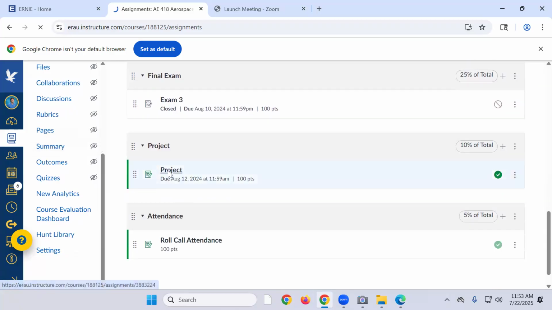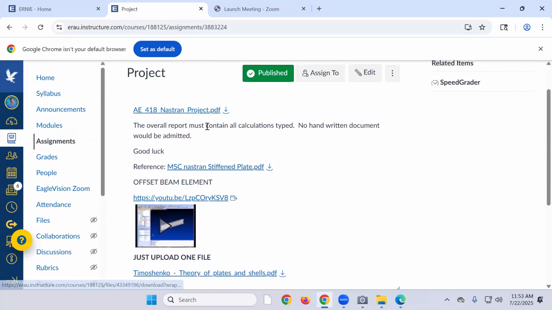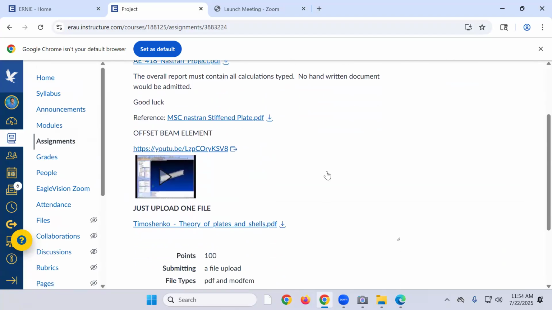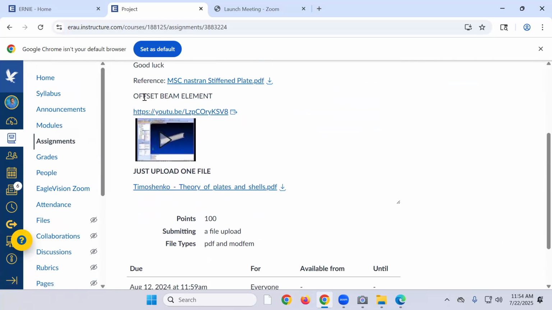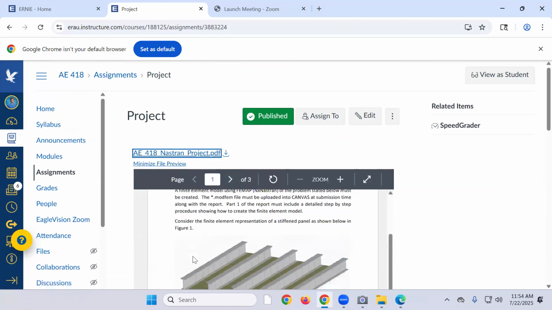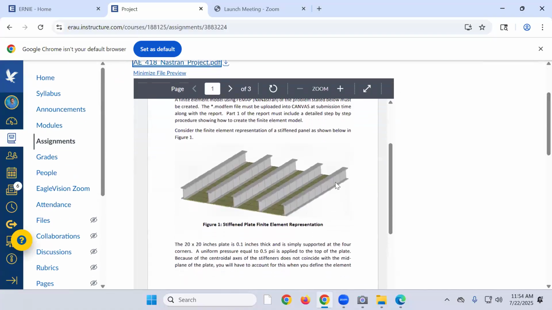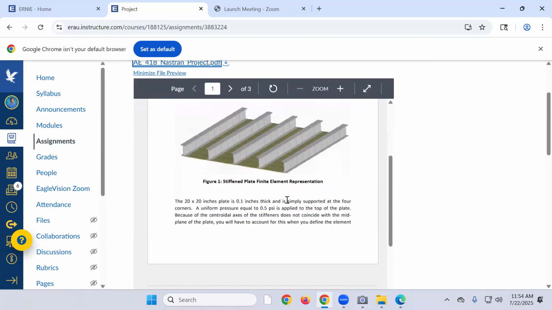Project, here we go, the project was open. So for the project, you see I have here some PDF file. Don't expect everything to be perfect. The overall must be a calculation-type, non-handwritten document, Timoshenko, and so on. And here you have a YouTube video on how to offset the beam. Okay, so let's see what the project is. I always do the same. The only thing I change is the boundary conditions. One is easier than the other one. Let's see which one you got. Okay, so you're lucky. It's not the easy one, but the easier one.